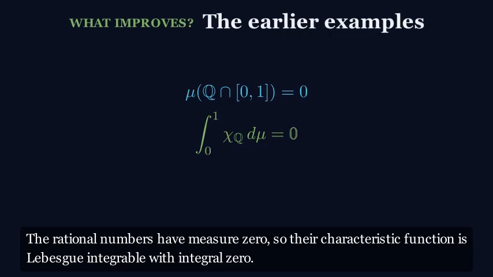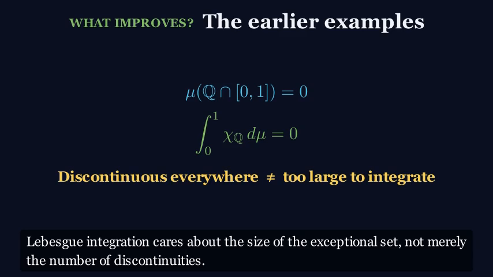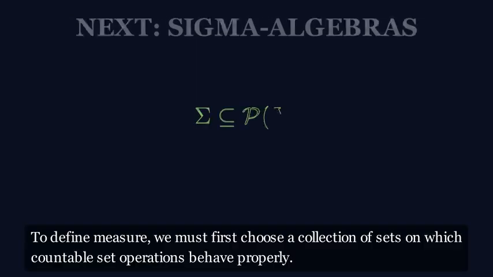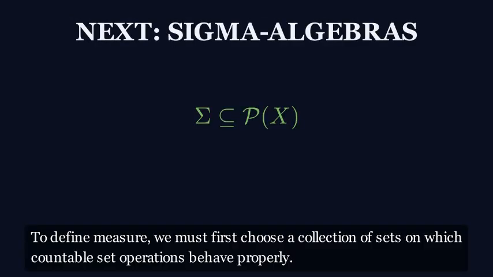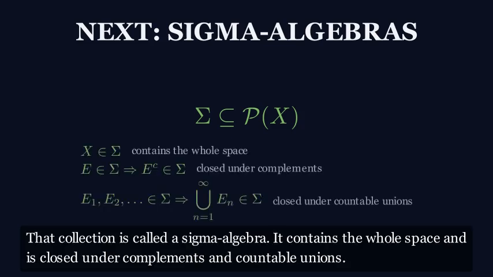The rational numbers have measure 0, so their characteristic function is Lebesgue integrable with integral 0. Lebesgue integration cares about the size of the exceptional set, not merely the number of discontinuities. To define measure, we must first choose a collection of sets on which countable set operations behave properly. That collection is called a sigma algebra. It contains the whole space and is closed under complements and countable unions.